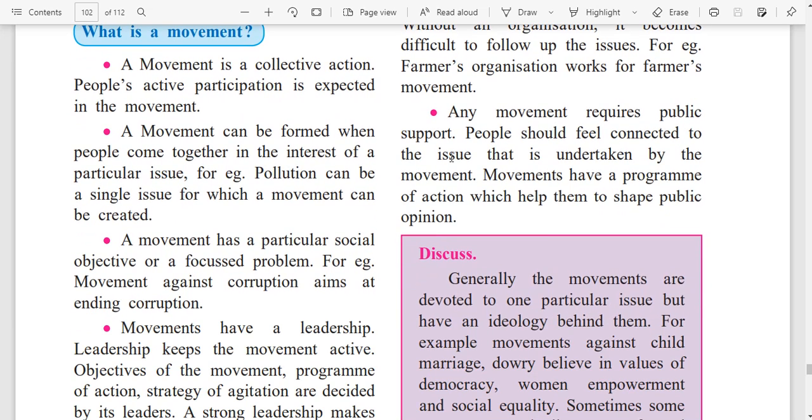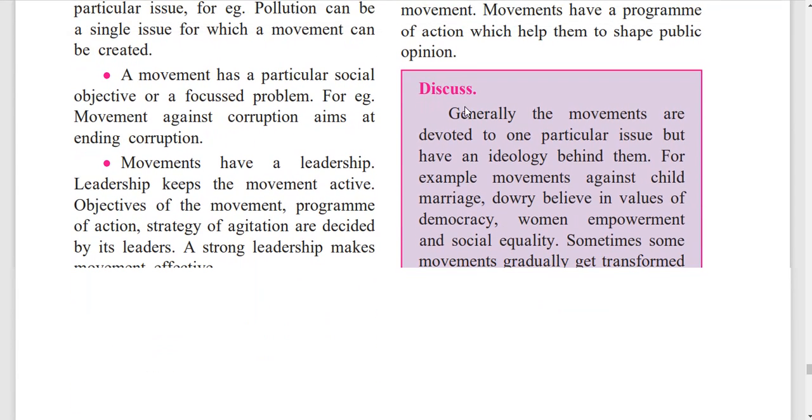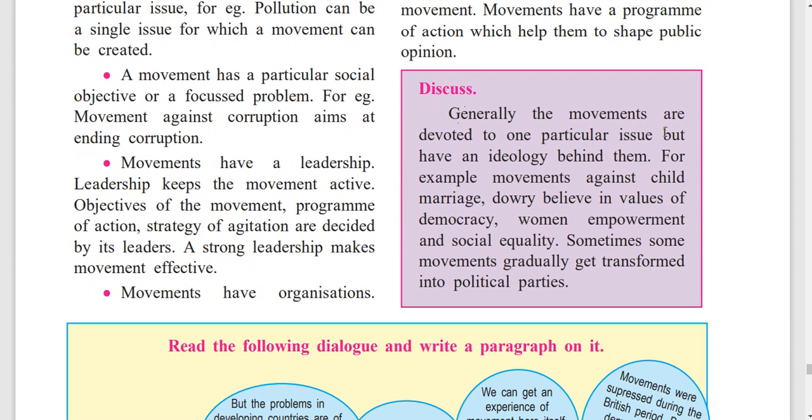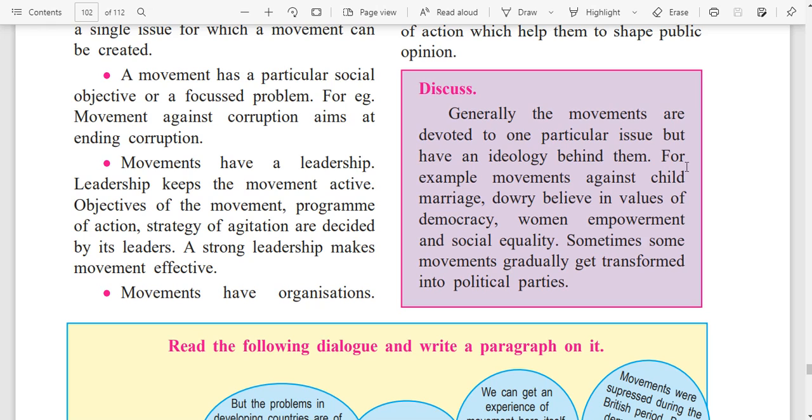Any movement requires public support. People should feel connected to the issue that is undertaken by the movement. Movements have a program of action which helps them to shape public opinion. Discuss. Generally, movements are devoted to one particular issue but have an ideology behind them. For example, movements against child marriage and dowry believe in values of democracy, women empowerment, and social equality. Sometimes some movements gradually get transformed into political parties.